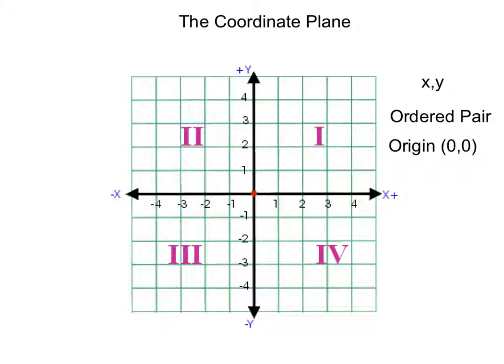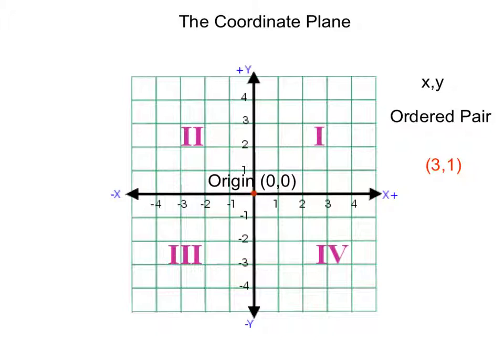The other really important concept of the coordinate plane is that little red dot there, and we call that the origin. And the origin is always 0, 0. So we always start from that origin and move wherever the ordered pair tells us to move.